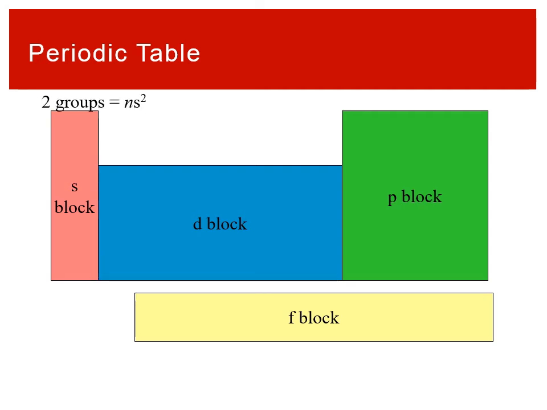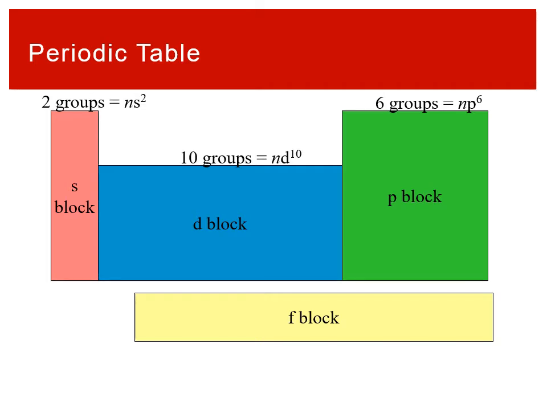We know that in an s subshell, you can put in 2 total electrons. So in the s block, there are 2 groups corresponding to putting the first electron and then the second electron. Then that s subshell is full and you have to go to the next level. So p can hold 6 total electrons. As a result, there are 6 groups in the p block of the periodic table.